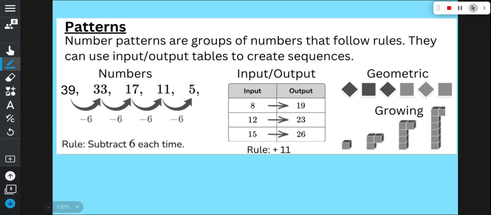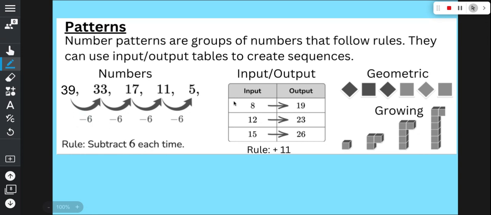Patterns in numbers and shapes are important in this unit also. You might see them listed where we have to find the pattern, or sometimes they even give you the rule. So we have 39 minus 6 is 33, minus 6 is 27, minus 6 is 21, minus 6 is 15, minus 6. We could keep going, but we're going to end up in negative numbers.